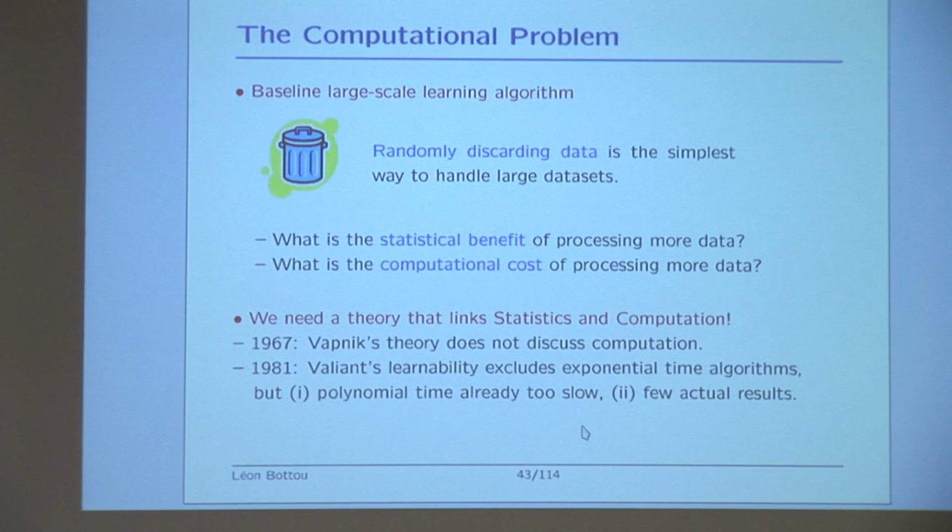And compared to that baseline large-scale learning algorithm, the question is, what is the statistical benefit of processing more data? And what is the computational cost of processing more data? And how do we balance these benefits and these costs? So we somehow need to link the statistic and the computation.